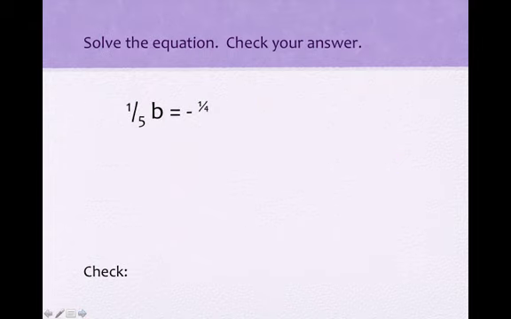All right, you got another one. This says 1/5 b equals negative 1/4. Sorry, that's so small. But here's another time where you're going to really want to use the reciprocal rather than dividing 1/4 by 1/5. So pause the slide for a second and see if you got this thing down.